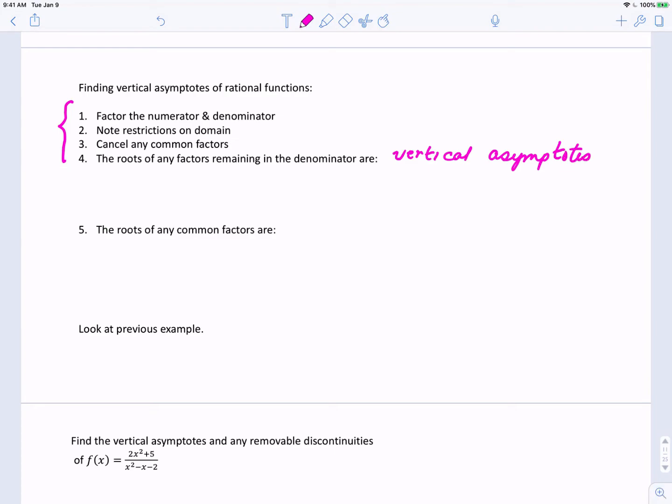The roots of any common factors, ones that you canceled, are holes in the graph. Or in other words, discontinuities that can be filled.